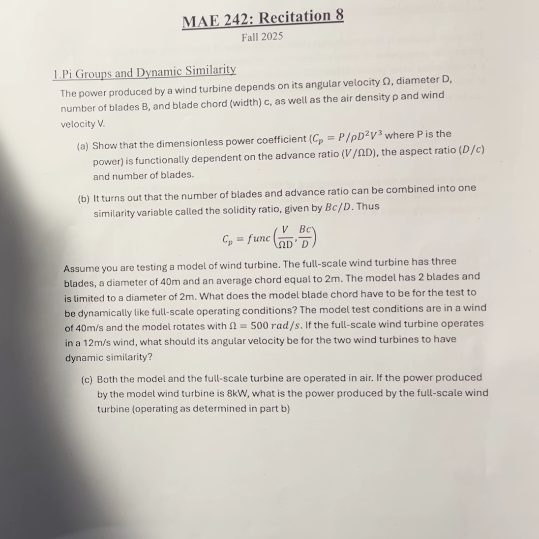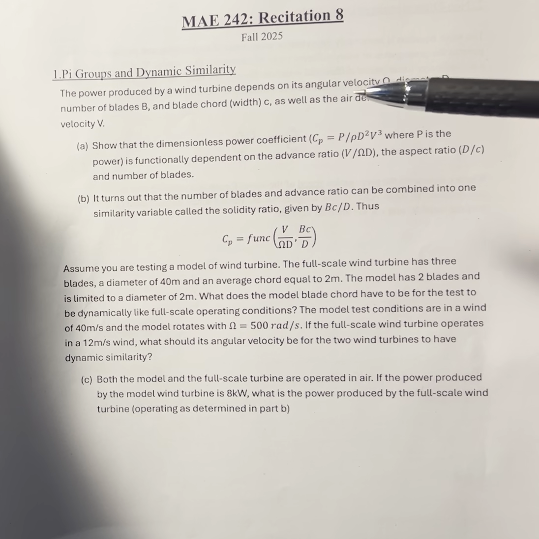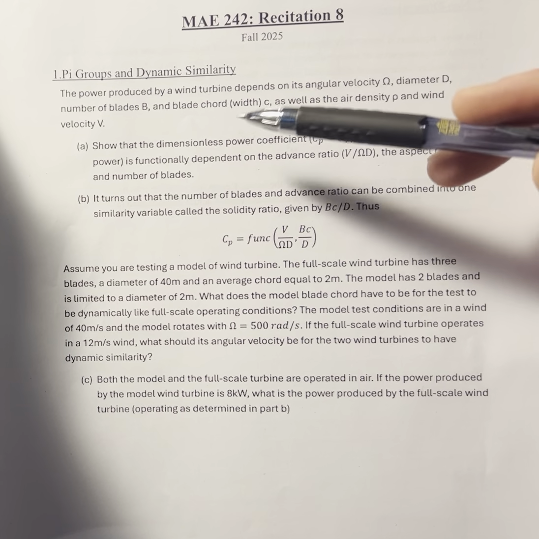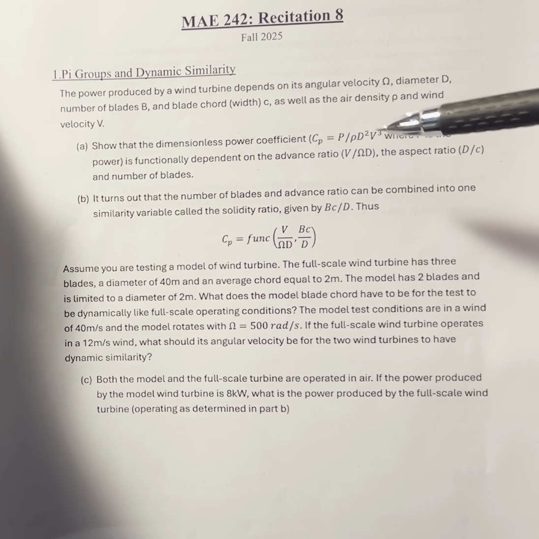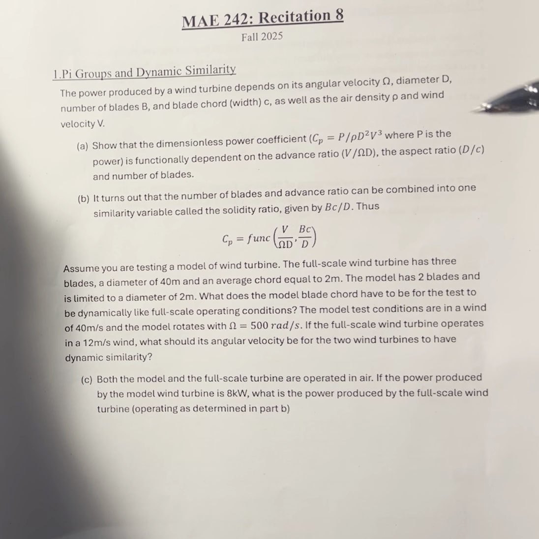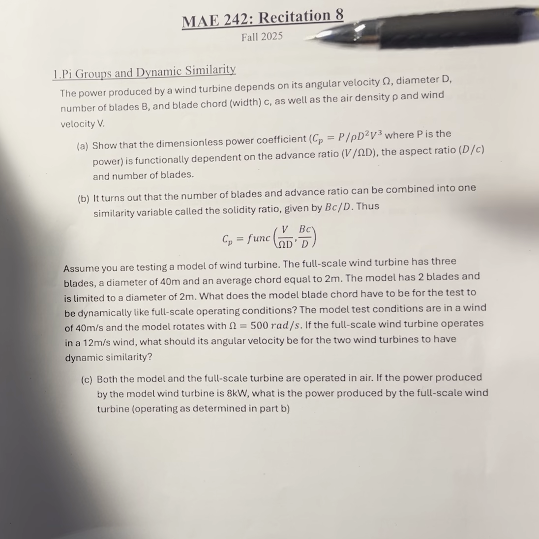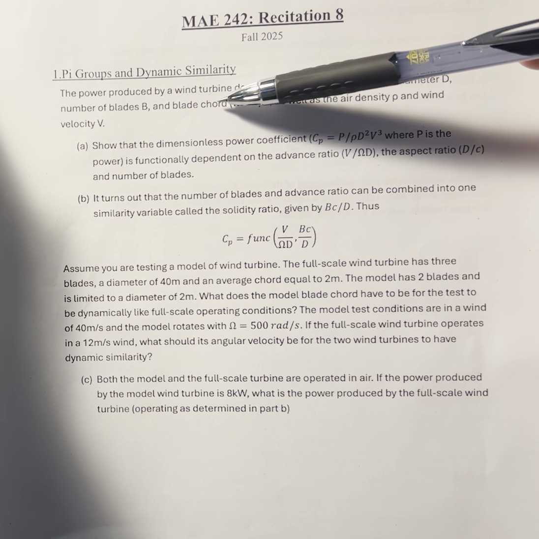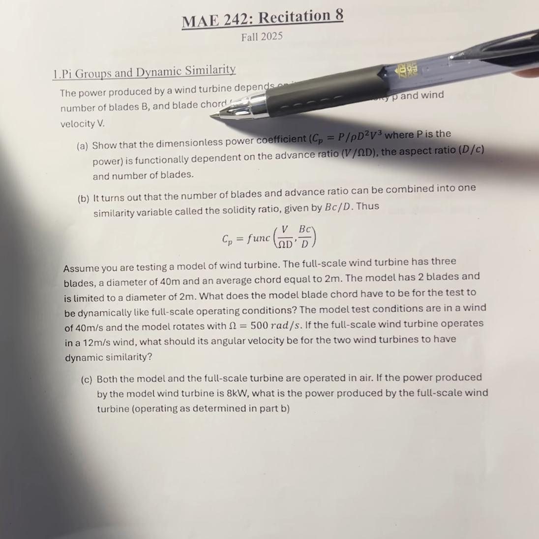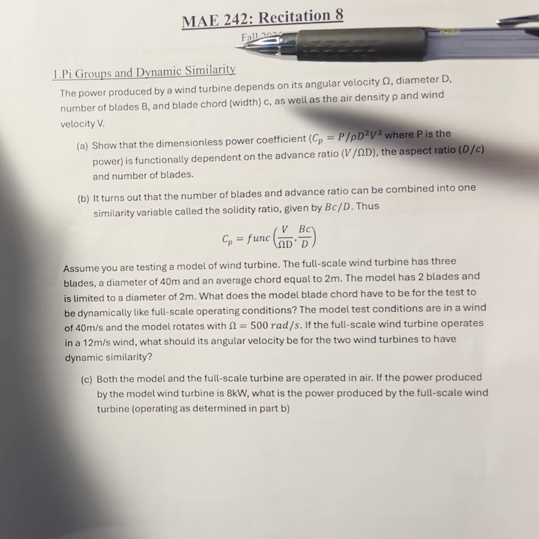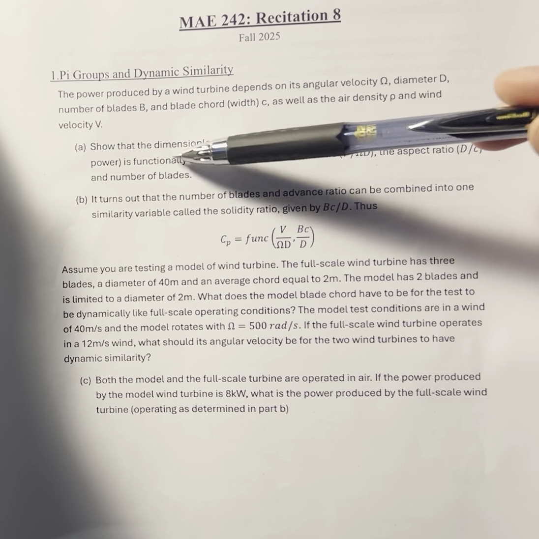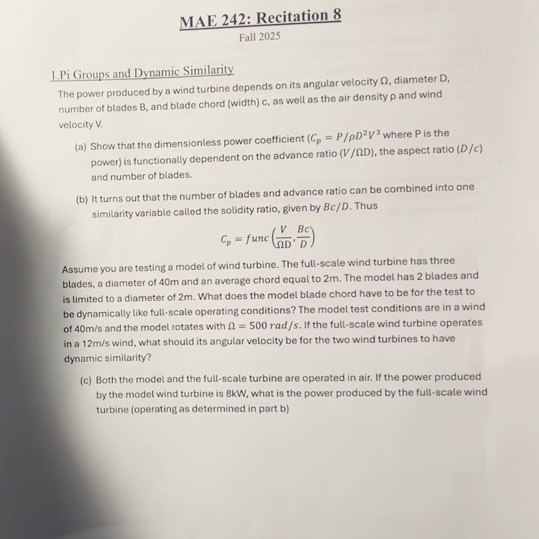But anyway, so we've got 2 problems. This first one is all about pi groups and dynamic similarity, okay? So for this one, we've got the power produced by a wind turbine depends on its angular velocity, omega, diameter, d, number of blades, b, blade chord width, c, as well as the air density, rho, and wind velocity, v. And the chord for some blade or wing, that's just the distance from the trailing edge to the leading edge, if you didn't know that.